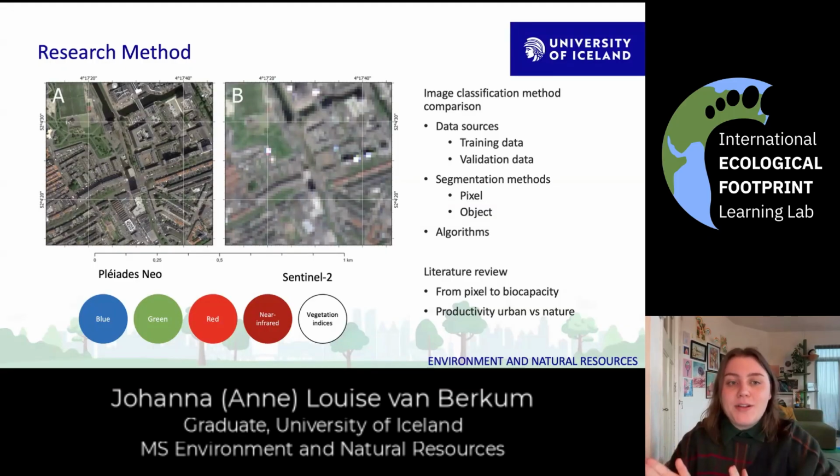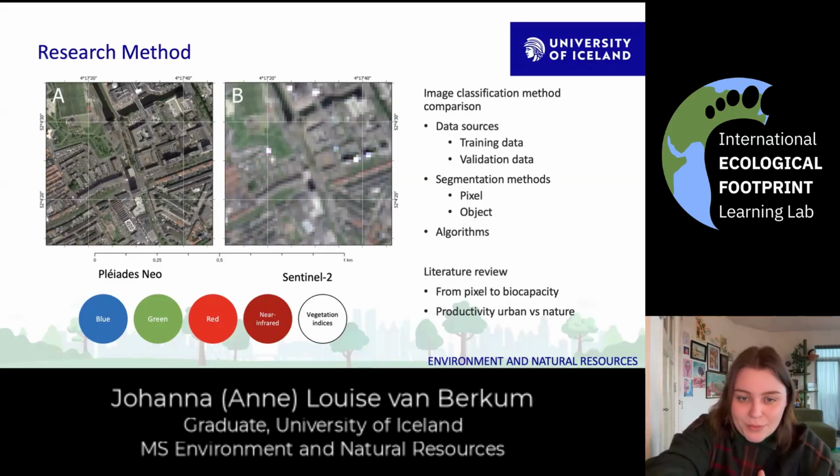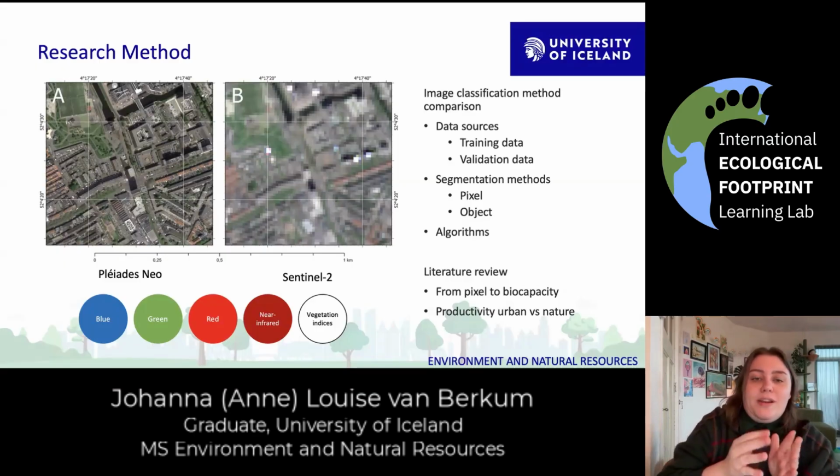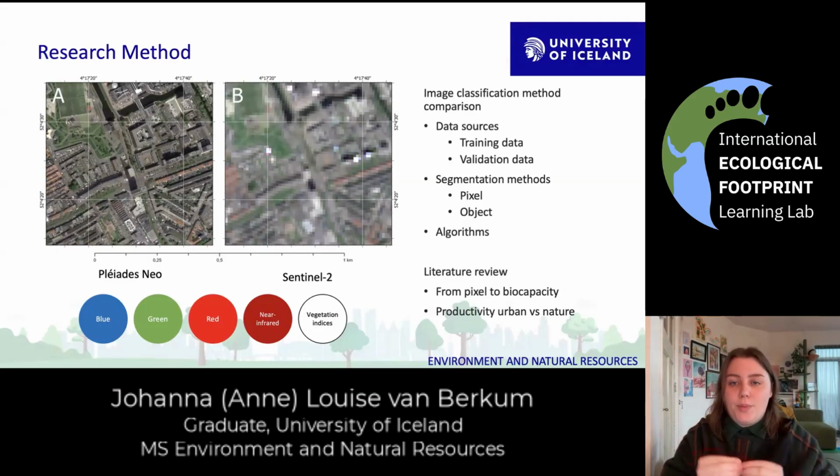And then for each data source, I made training data and validation data. And they were different between the sources because Sentinel-2 and Pleiades Neo had slightly different identifiable classes of vegetation cover or land cover in general. And of course, they are very different in how you can create the polygons for the training and validation data, because they need to be pure. You're not supposed to use pixels, for example, here that are a little bit of green and a little bit of gray. You should use the pure pixels for your training and validation data.